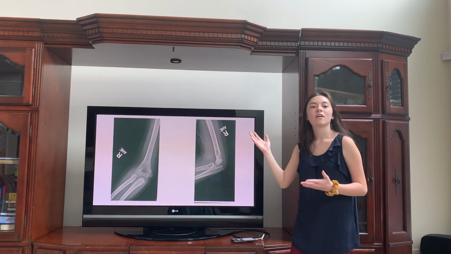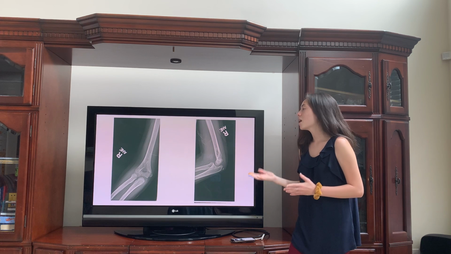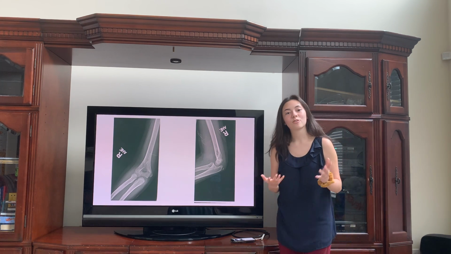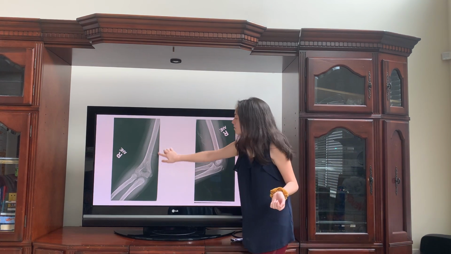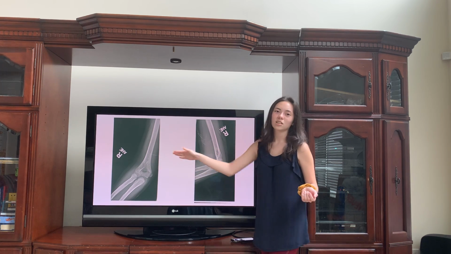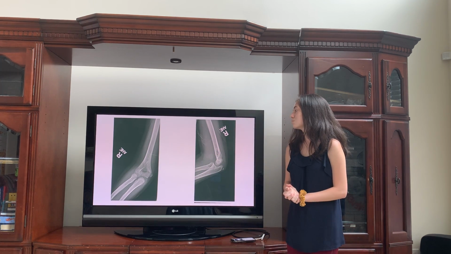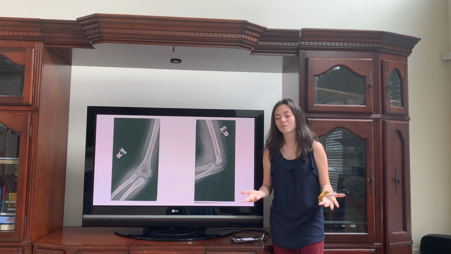This is an x-ray of my arm back in the 2nd grade. I fell on the playground and broke my elbow. If you follow this bone down, there is a crack that kind of goes inwards. I was in a splint and sling for a while before it finally healed.